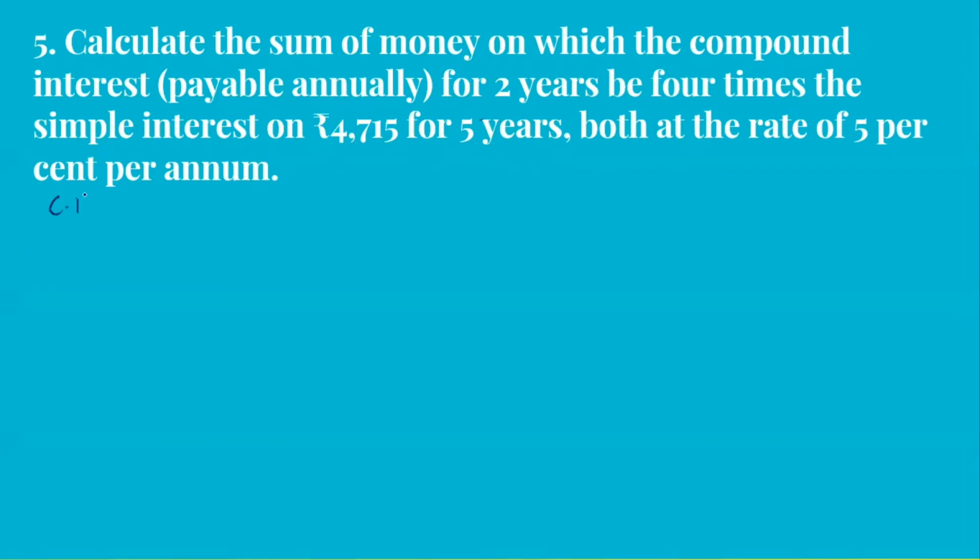So we have for compound interest, n is equal to 2 years. And for simple interest, n is equal to 5 years. Okay. The rate is 5% for both. So let us first find the principal using the simple interest formula. Before that, what we understand here is, calculate the sum of money on which the compound interest payable annually for 2 years is 4 times the simple interest.